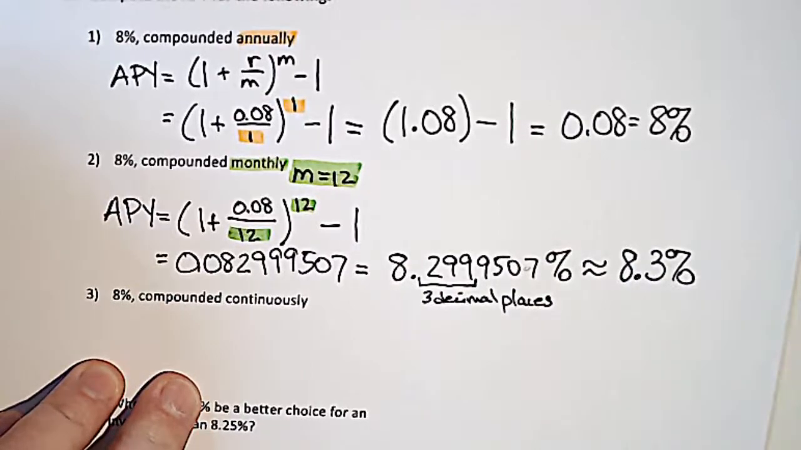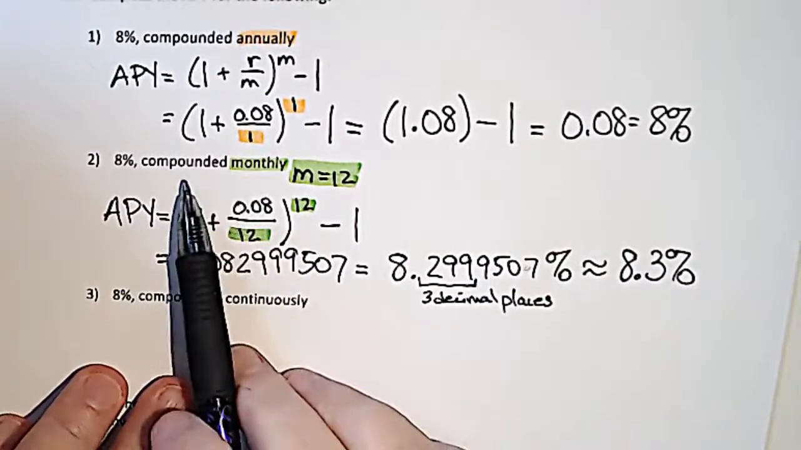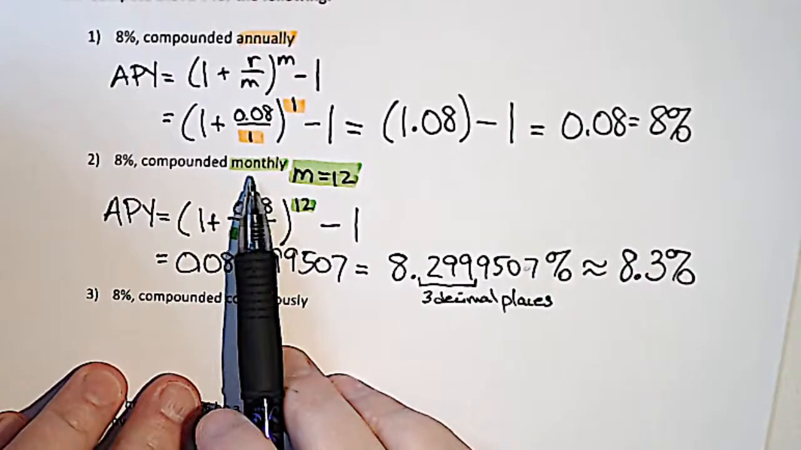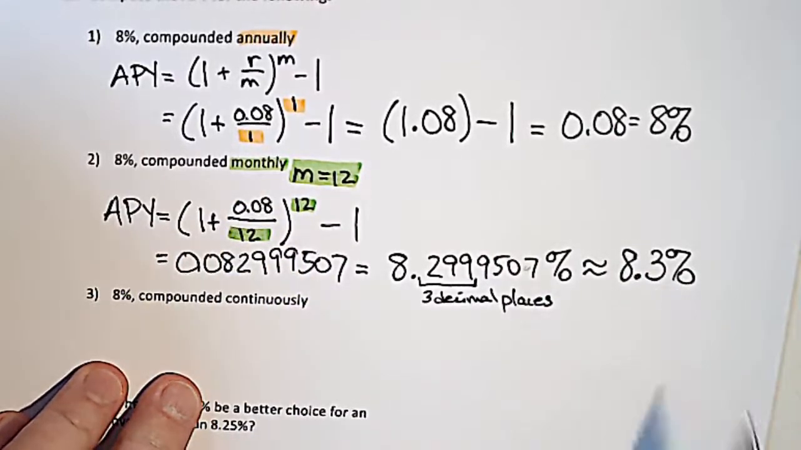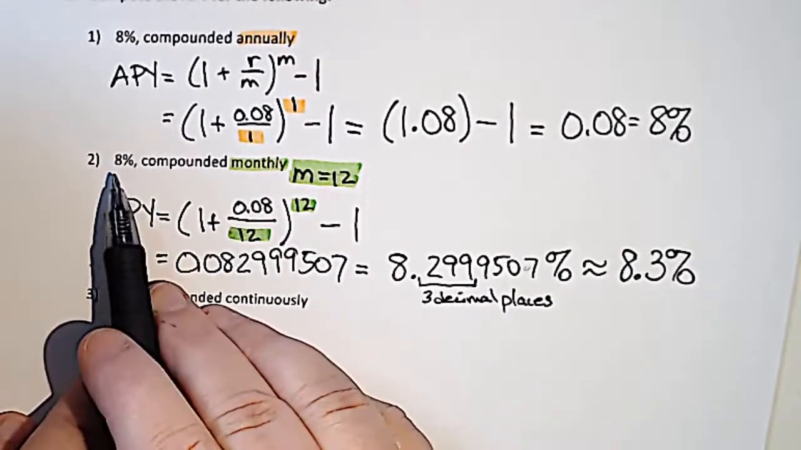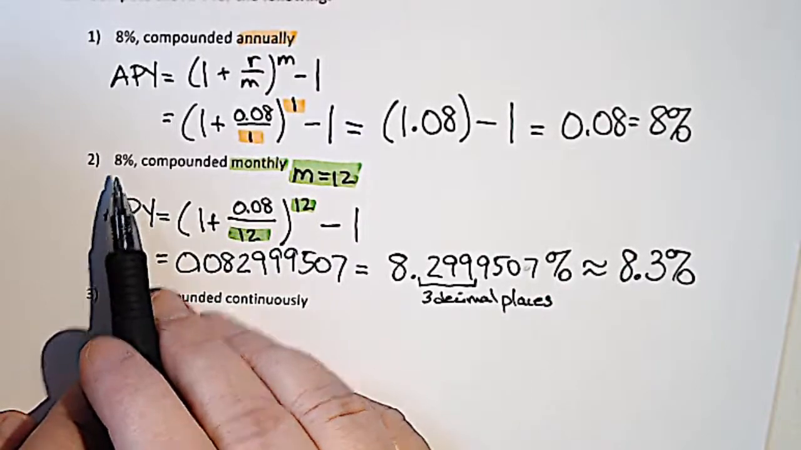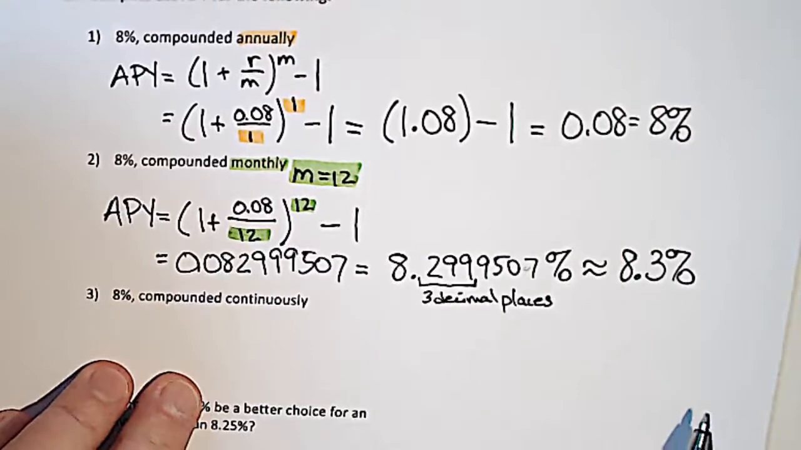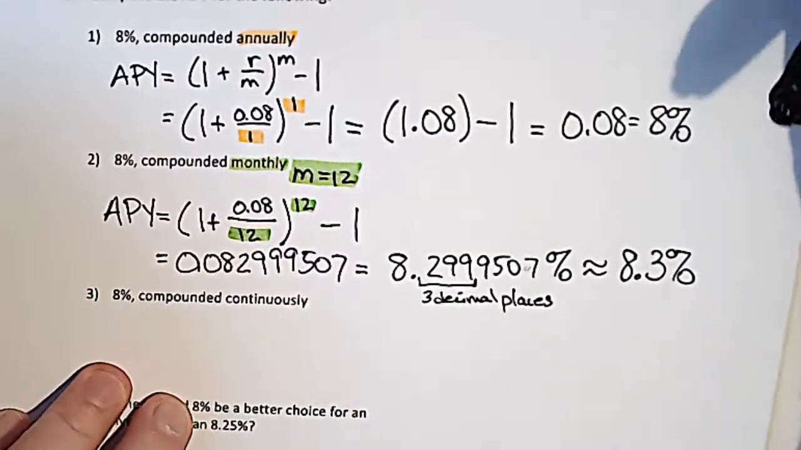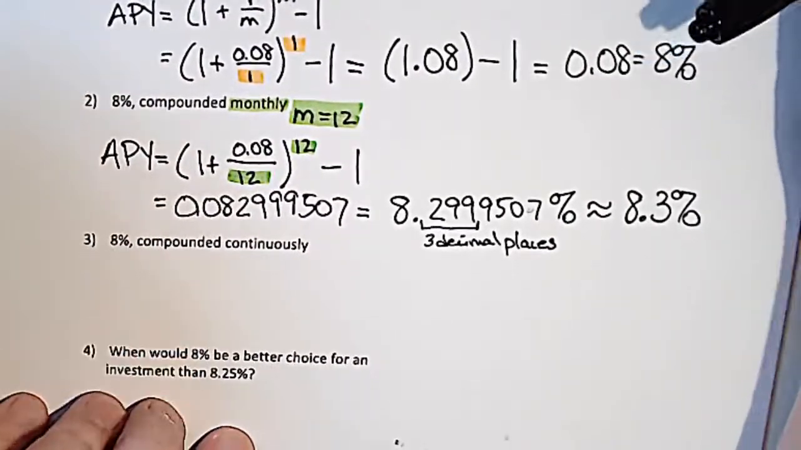So what does that mean? Well, that means that if you compound monthly, you're going to end up with an extra 0.3% interest from the compounding. That's the effect of the compounding. So if your loan is at 8% compounded monthly, you're actually paying an APY of 8.3%. Kind of cool. So you can compare the different percentages.